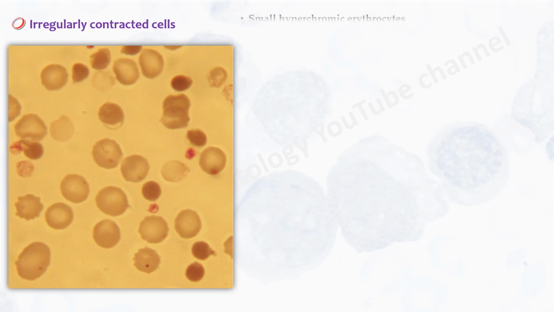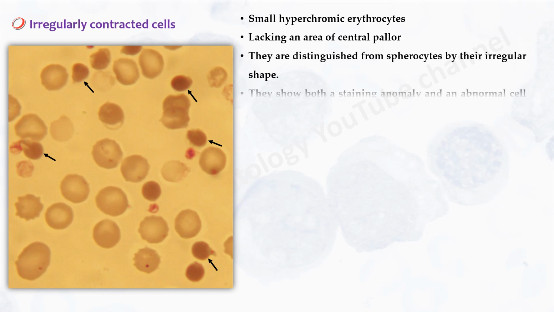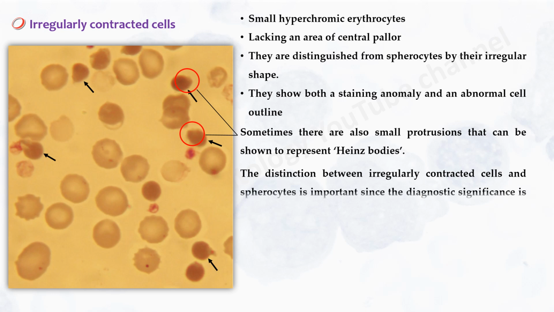Irregularly contracted cells are small hyperchromic erythrocytes, lacking an area of central pallor, which are distinguished from spherocytes by their irregular shape. They show both a staining anomaly and an abnormal cell outline. Sometimes there are also small protrusions that can be shown to represent Heinz bodies. The distinction between irregularly contracted cells and spherocytes is important, since the diagnostic significance is different.